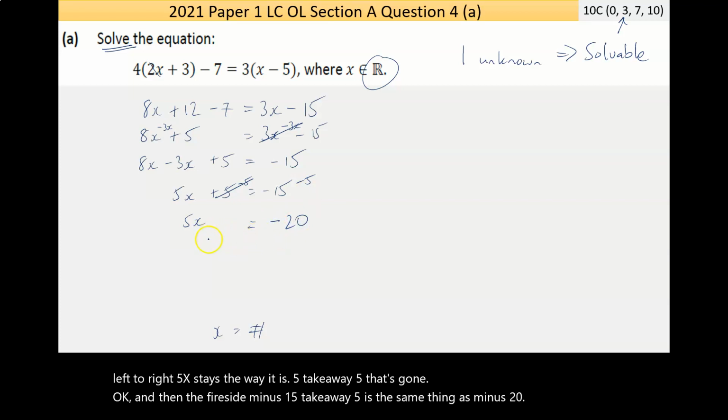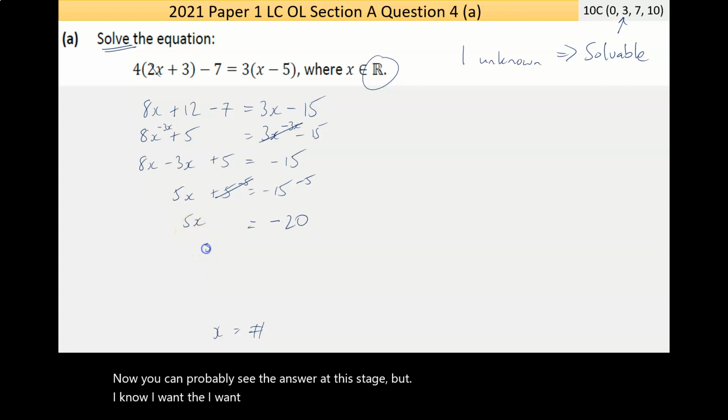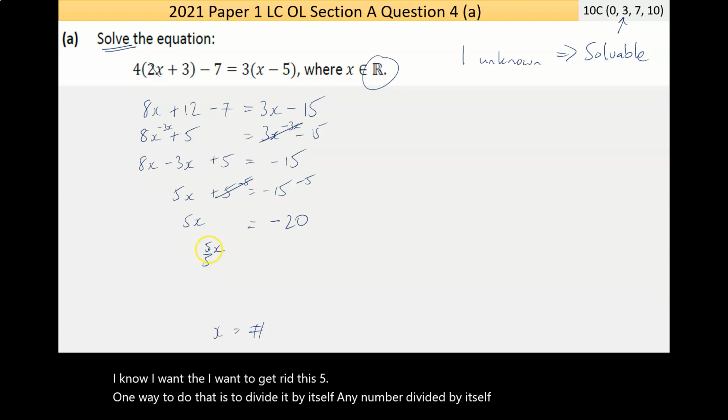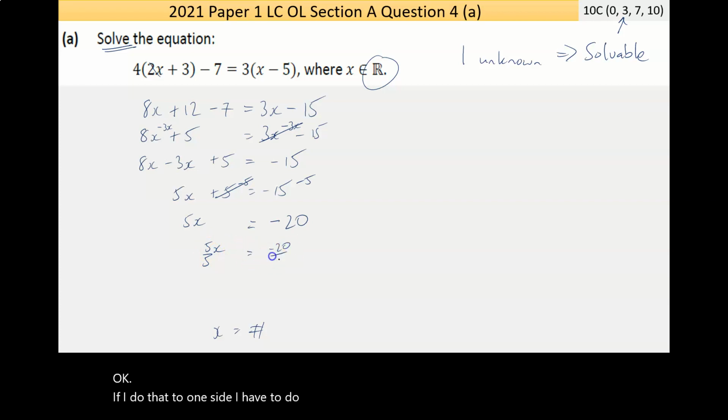Now, you can probably see the answer at this stage, but I want to get rid of this 5. Now, one way to do that is to divide it by itself. Any number divided by itself always turns into 1. Now, if I do that to one side, I have to do it to the other. Now, what's the consequence of that? 5 divided by 5 gives you 1.